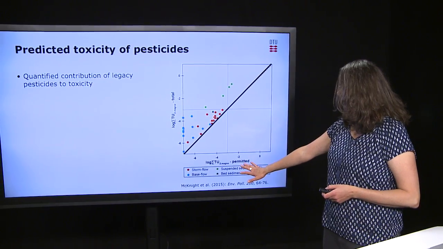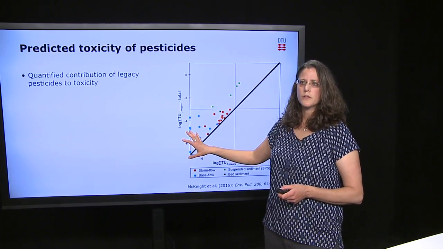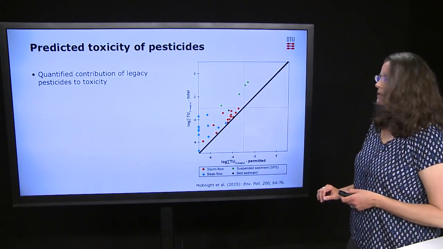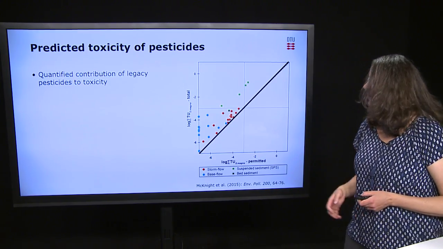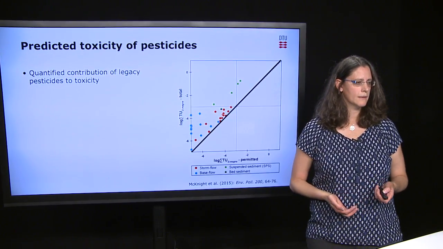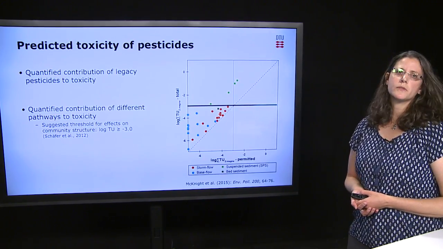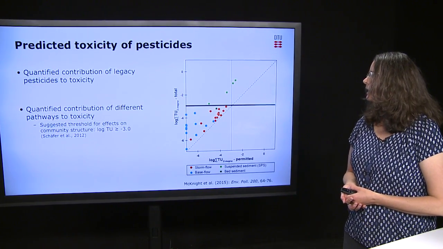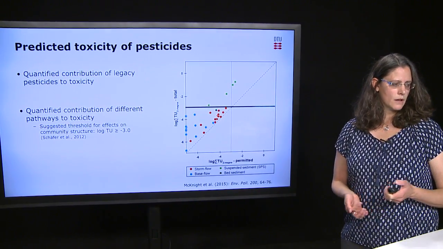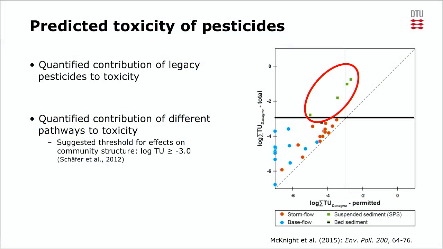We've done this by plotting here pesticides which are still permitted for use in Denmark against the entire cocktail that we screened for in our water samples. And we can see that in all cases, regardless of the sample type, when we include the legacy pesticides and metabolites, we get increases in the ecotoxicity. We were also able to quantify the contribution of different pathways to toxicity. Previous research has suggested a threshold of -3 for acute observed effects on community structure. And so we were able to see that it's actually the pesticides bound to suspended sediment that are driving the ecotoxicity out in our streams.